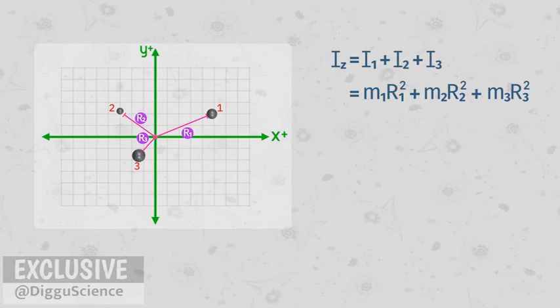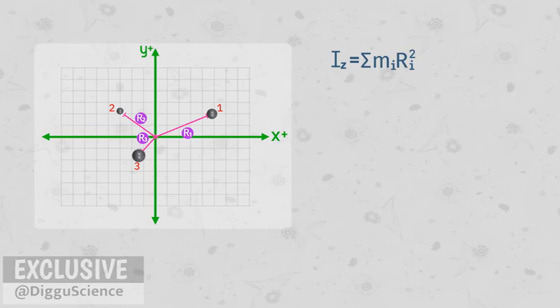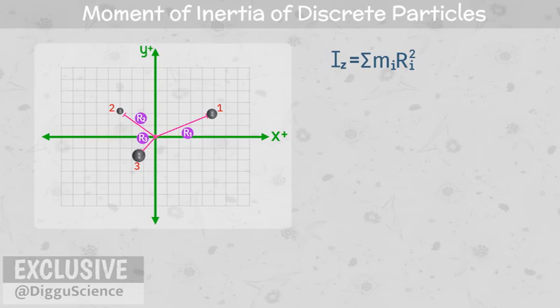Regularities like this can be written in sigma notation. This is the moment of inertia of an object composed of several point particles.